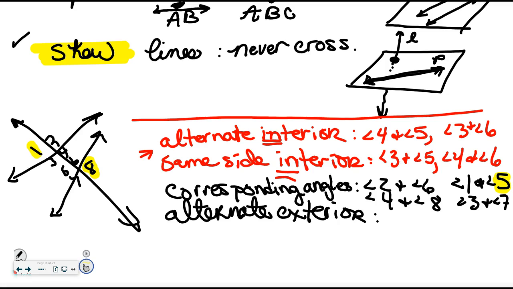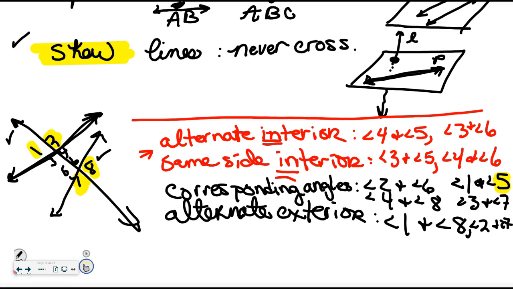But Matt, they're called exterior because they're on the outside of the parallel lines. These were interior because they were squeezed in between the lines. So alternate exterior would be angle 1 and angle 8. The other pair would be 2 and 7. Alternate and on the outside. So Ellie, we're going to write angle 2 and angle 7. That's all you need on your note card for today.